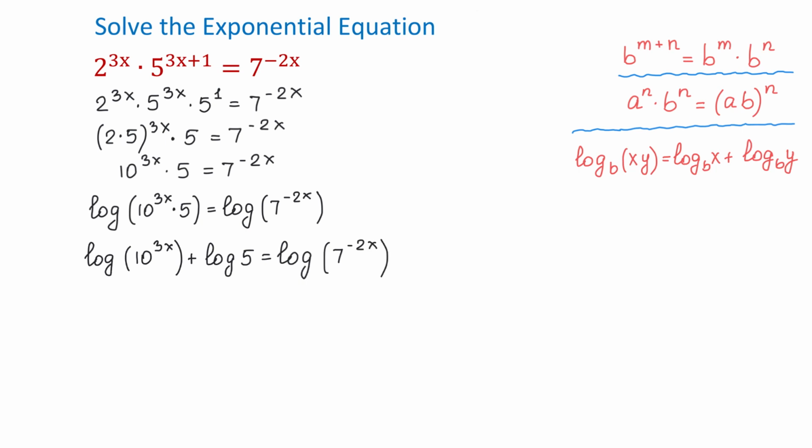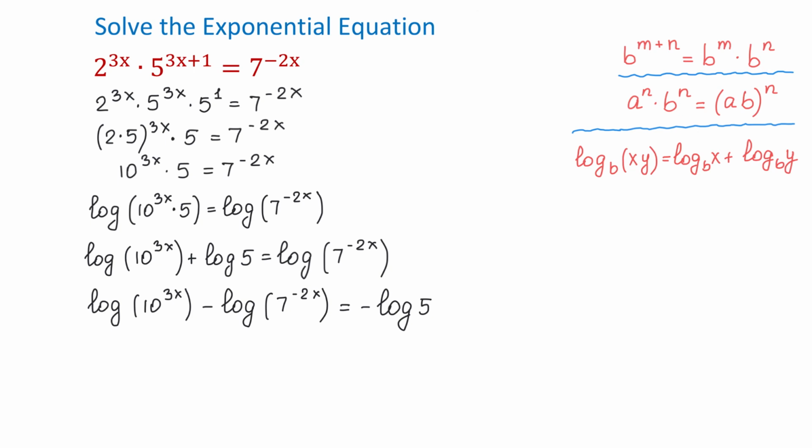Now in this equation, on the left side we have two terms and on the right side just one term. In the next step, we will take the terms that have x and write them on the left side, and the one that doesn't have x, we will write it to the right. Then we will have log of 10^(3x) minus log of 7^(-2x) equals negative log of 5. So we subtracted these two logarithms from both sides.